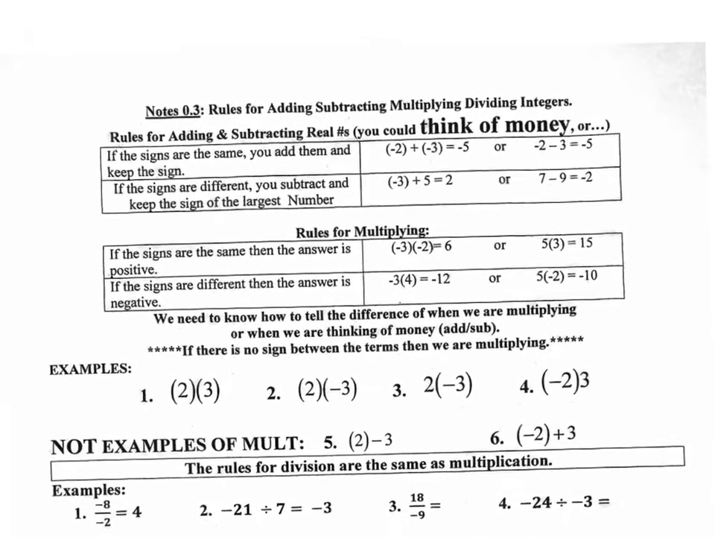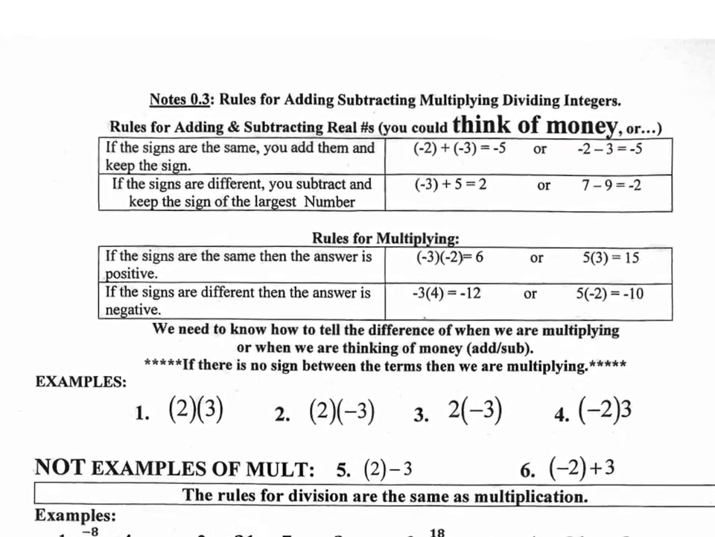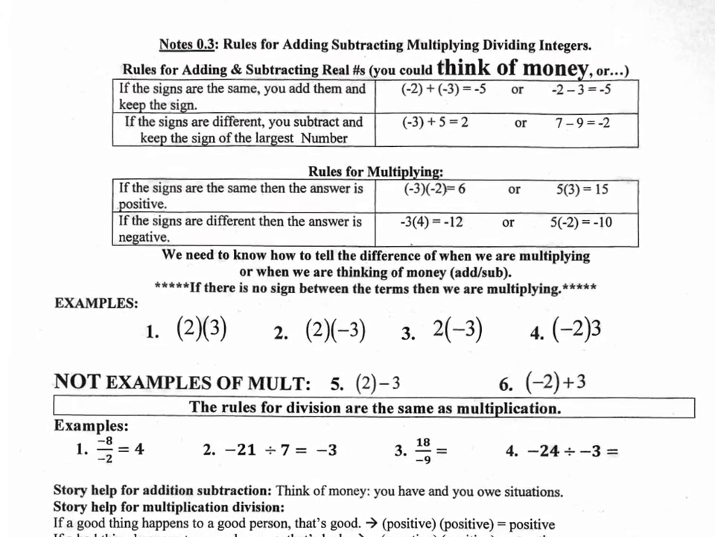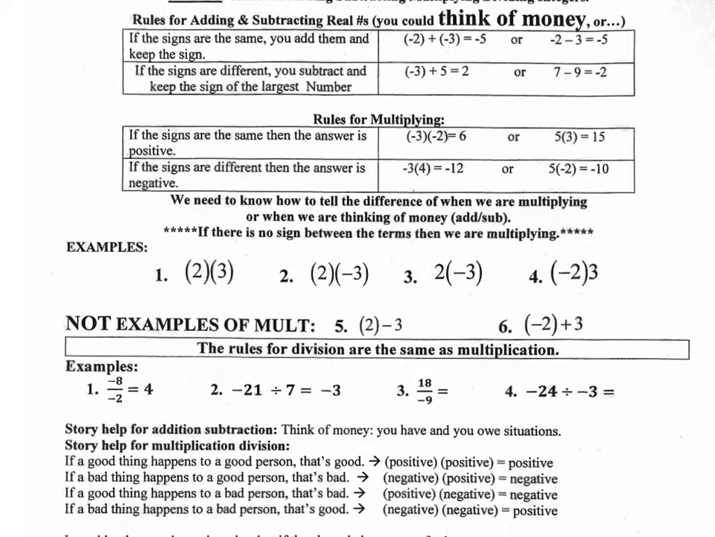So here's a handout that we received today, and this handout covers notes that we've already covered. Adding and subtracting integers, you think of money. Rules for multiplying: if the signs are the same, the answer is positive. If the signs are different, the answer is negative.